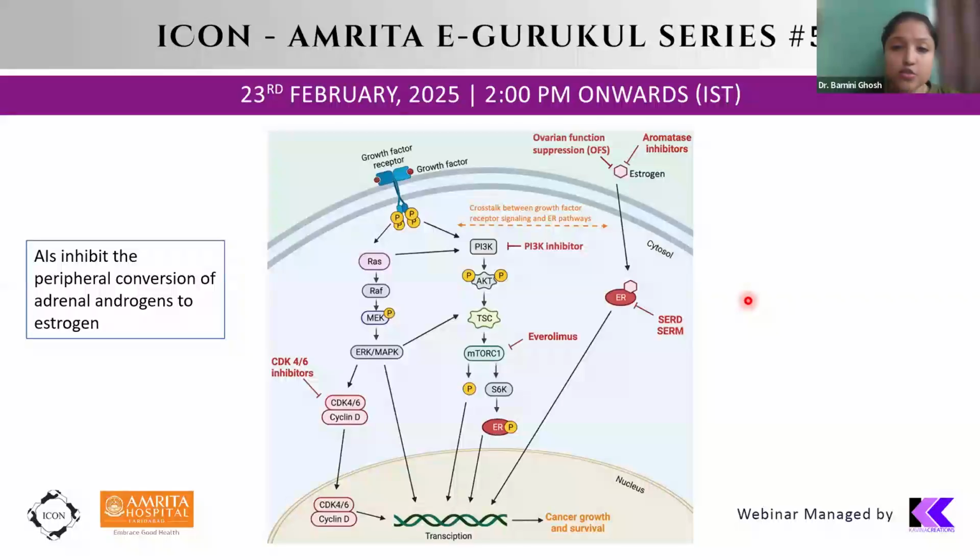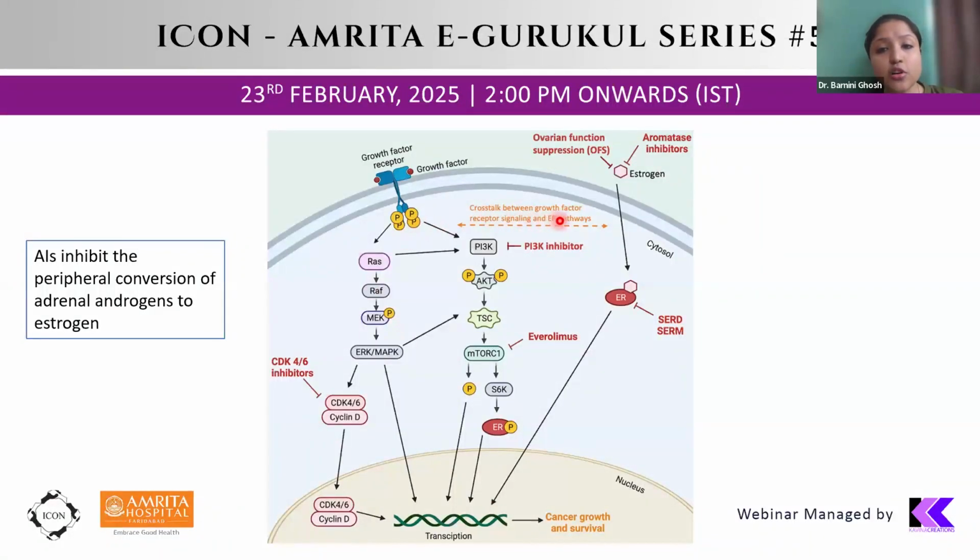Now, coming to the diagram showing the mechanism of actions of the hormonal agents. First, I'm going to explain the estrogen receptor signaling pathway. That is, when an estrogen molecule binds to the estrogen receptor on the cell surface, this entire complex is internalized within the cell. It undergoes dimerization, then it is transported to the nucleus, where it binds to the response elements on the DNA, and where it leads to transcription and later translation.